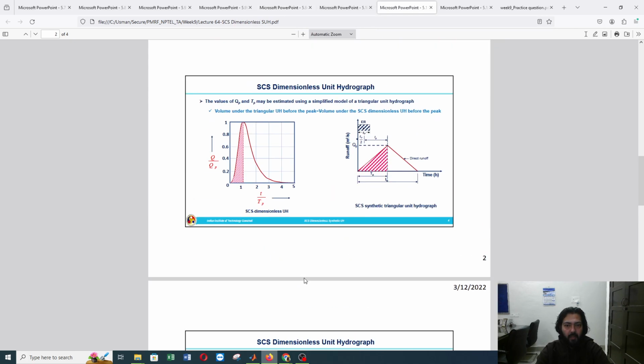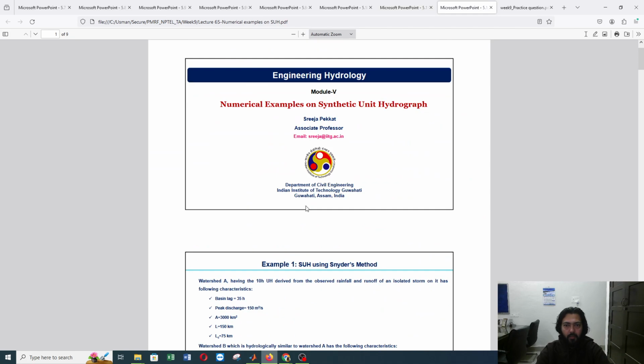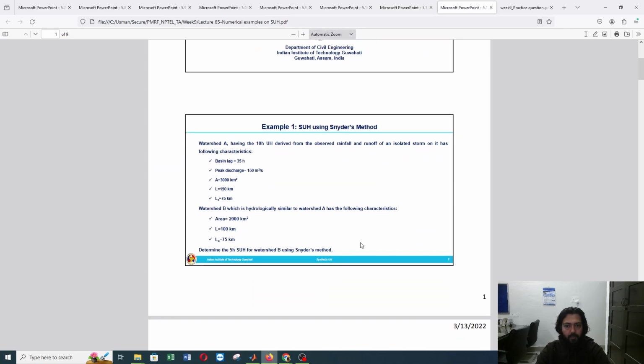Now we have a few examples that are based on the concept of the synthetic unit hydrograph also, right? The first example that they have given here is that we have two watersheds: watershed A is the gauged watershed and watershed B is the ungauged watershed, for which we want to find the 5 hour synthetic unit hydrograph based on Snyder's method, right?